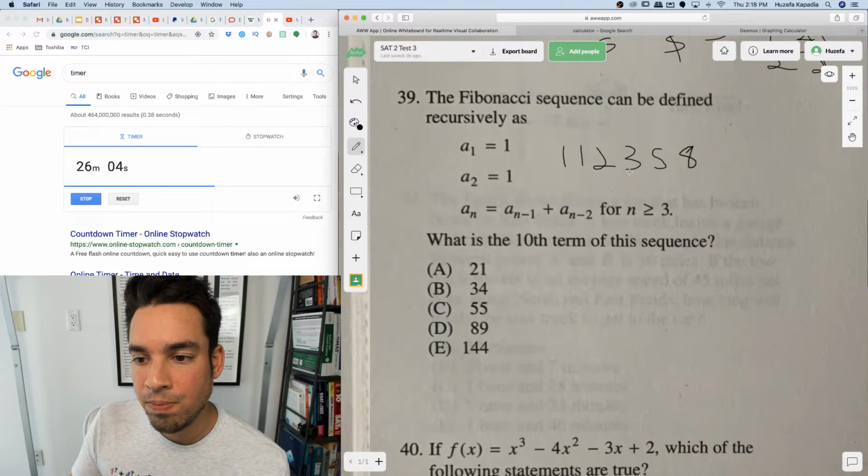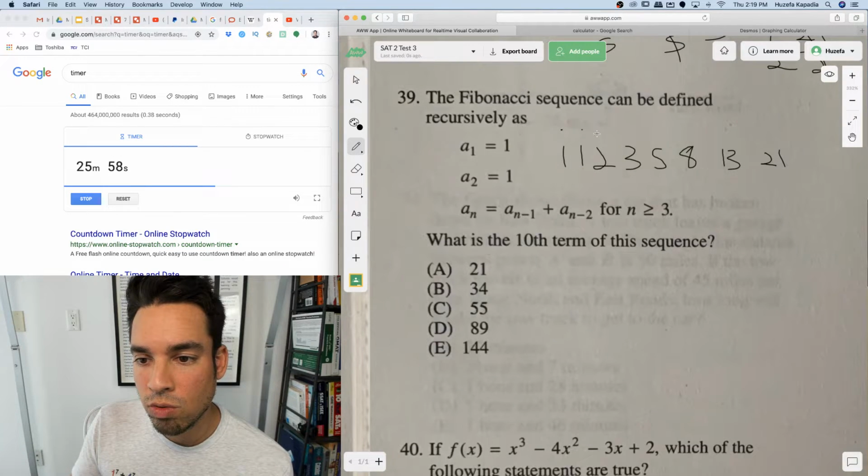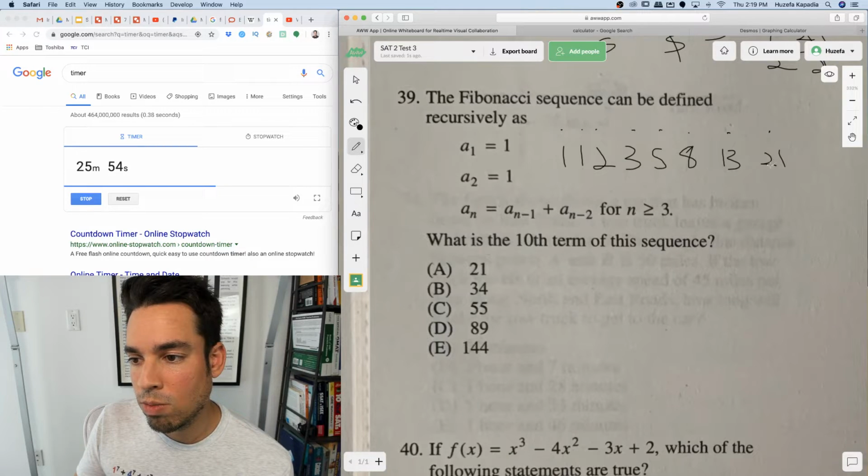That's the 6th term. Next one is 13. That's the 7th term. Next one is 13 plus 8, which is 21. That's the 8th term. 1, 2, 3, 4, 5, 6, 7, 8. The 9th term is 21 plus 13, which is 34. The 10th term is 34 plus 21, which is 55.